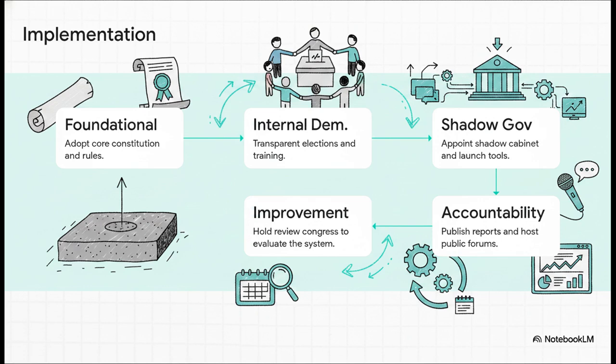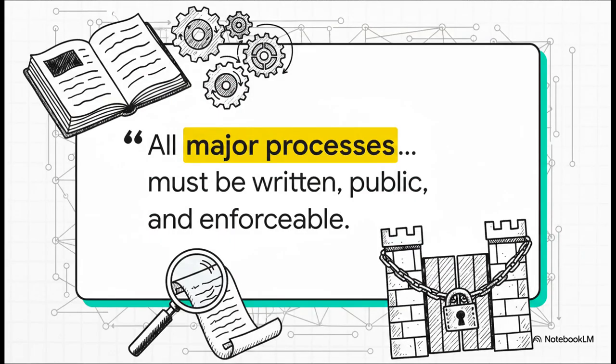Phase 3 stands up the shadow government and their data tools. Phase 4 is public accountability, hosting actual public forums and publishing those service dashboards. And Phase 5 is continuous improvement, holding a review Congress every 2 to 3 years to evaluate and refine the entire system. To sum up the entire philosophy of this source document, we really have to look at this core principle. Quote, all major processes must be written, public, and enforceable.